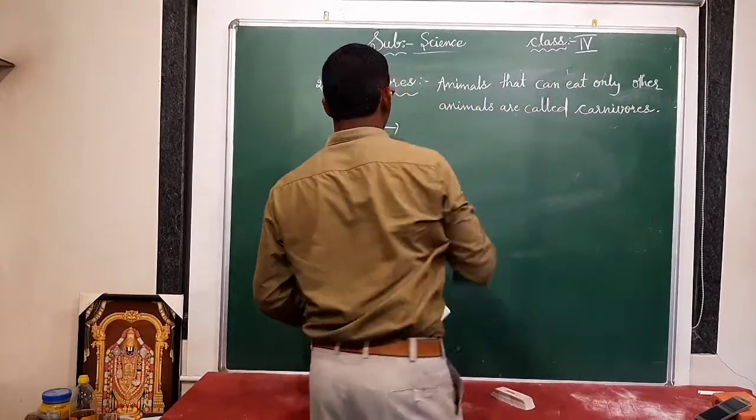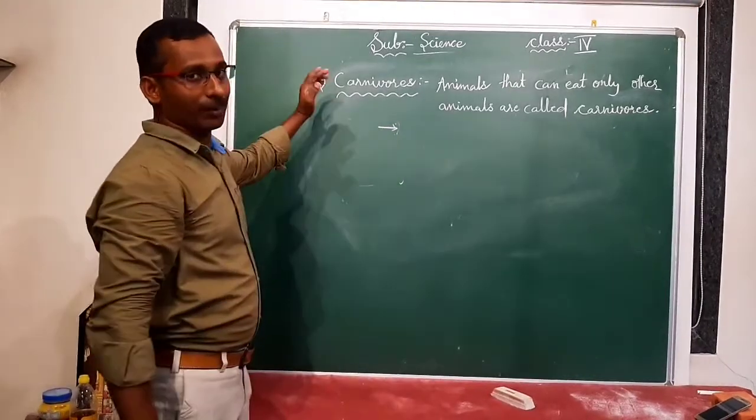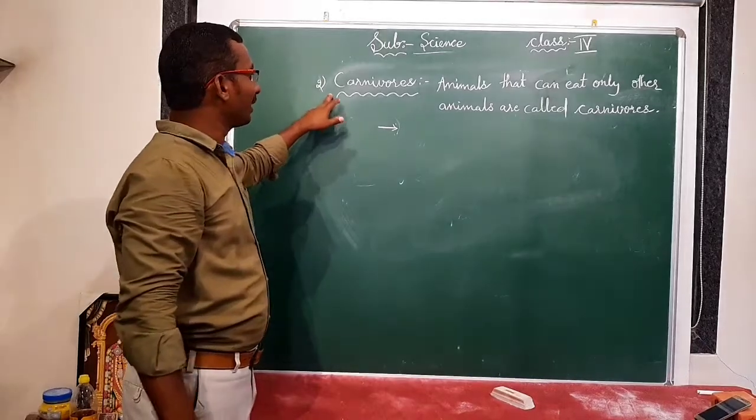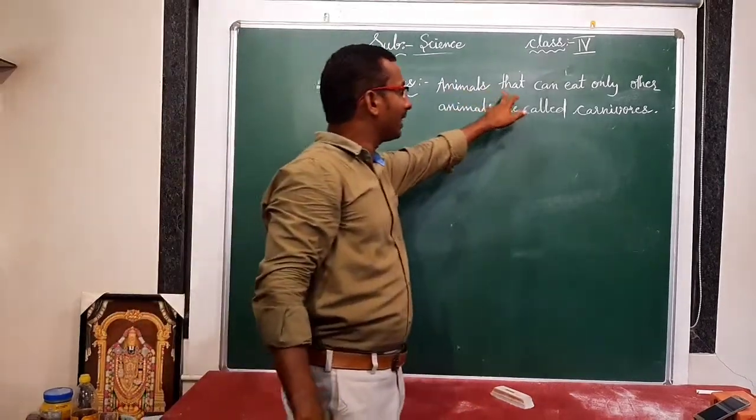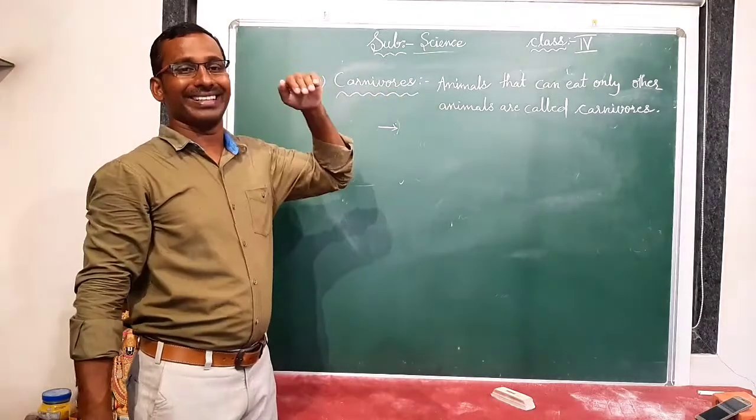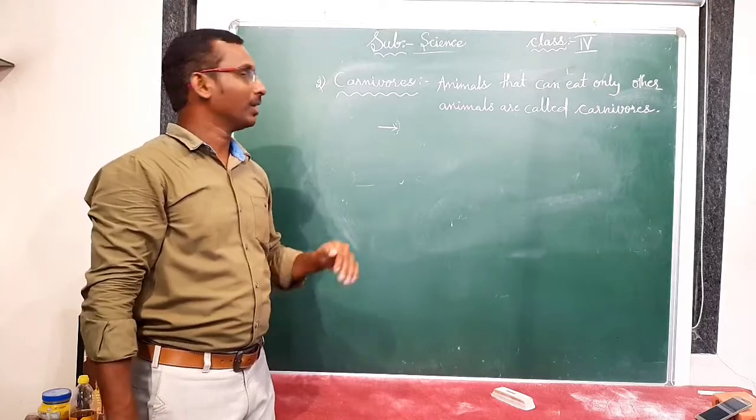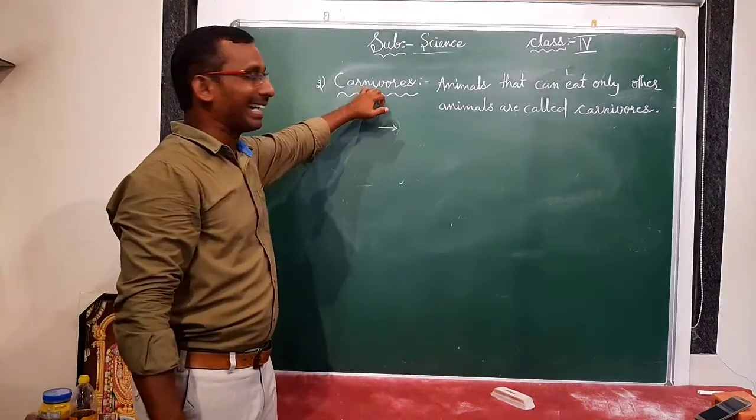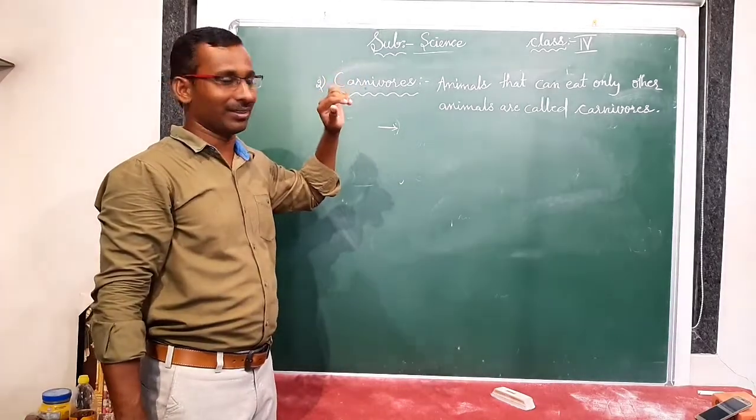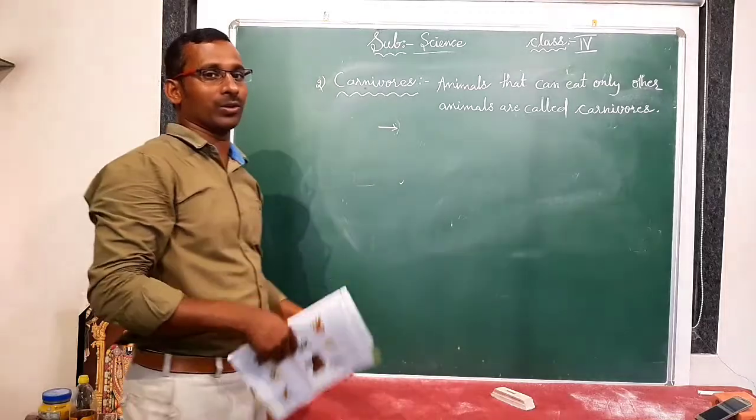Clear? What are carnivores? First of all, we discussed herbivores. They eat only plants. Now we are discussing carnivores. Animals that can eat only other animals, means they can eat only the flesh of other animals. So this type of animals are called carnivores or carnivorous animals. Is it clear? Yes. So what is the specialty?